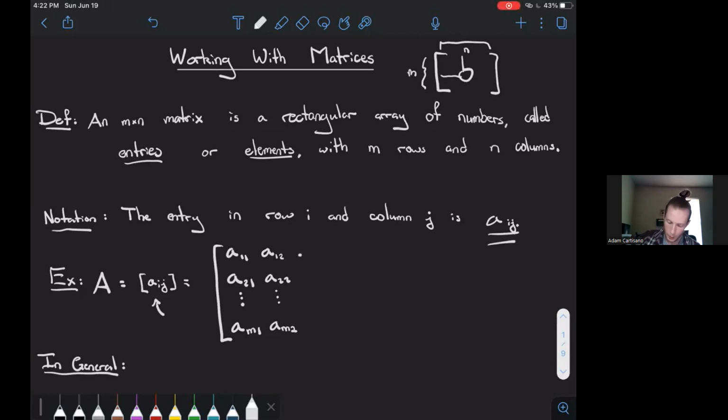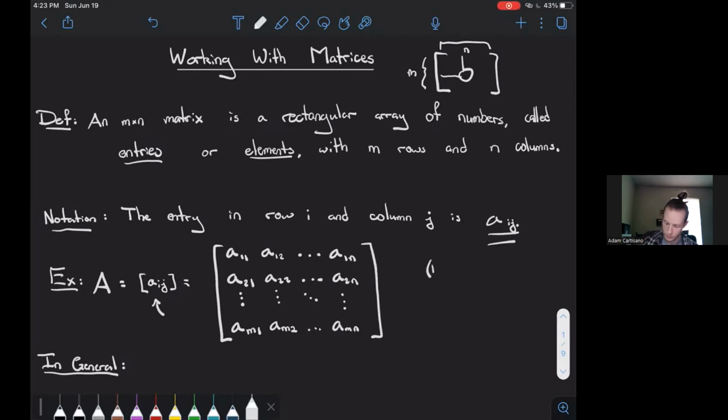The rows, of course, will stay the same, and what ends up in the last entry in the first row will be A1N, and then in the second row will be A2N, and so on. Down to the final entry in the bottom right corner is AMN.